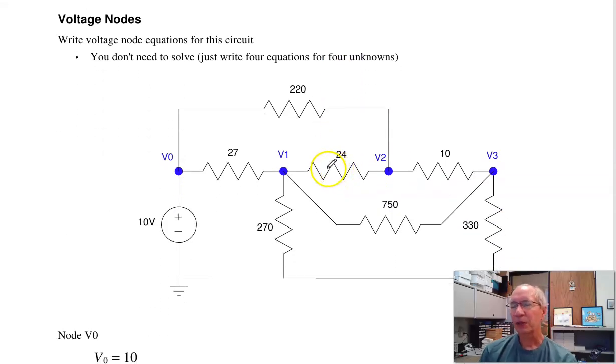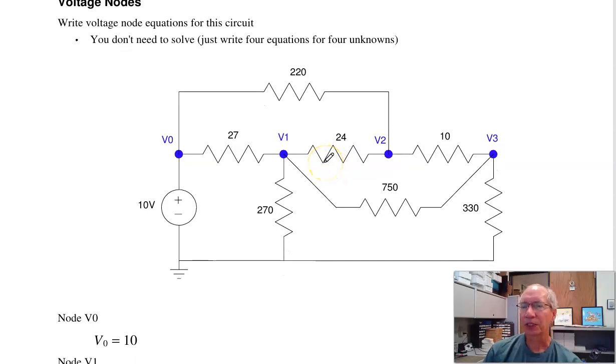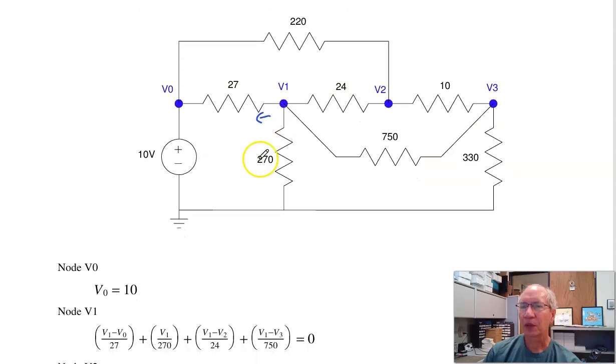Problem 4 is voltage nodes. Write the voltage node equations. Here, don't solve, just write the equations. On a homework set, when you have more time, you could solve. For this one, V0 is easy. V0 is 10. At V1, the current left, which is V1 minus V0 over 27, plus the current down, V1 over 270, plus the current right, V1 minus V2 over 24, plus this current, V1 minus V3 over 750, is 0.